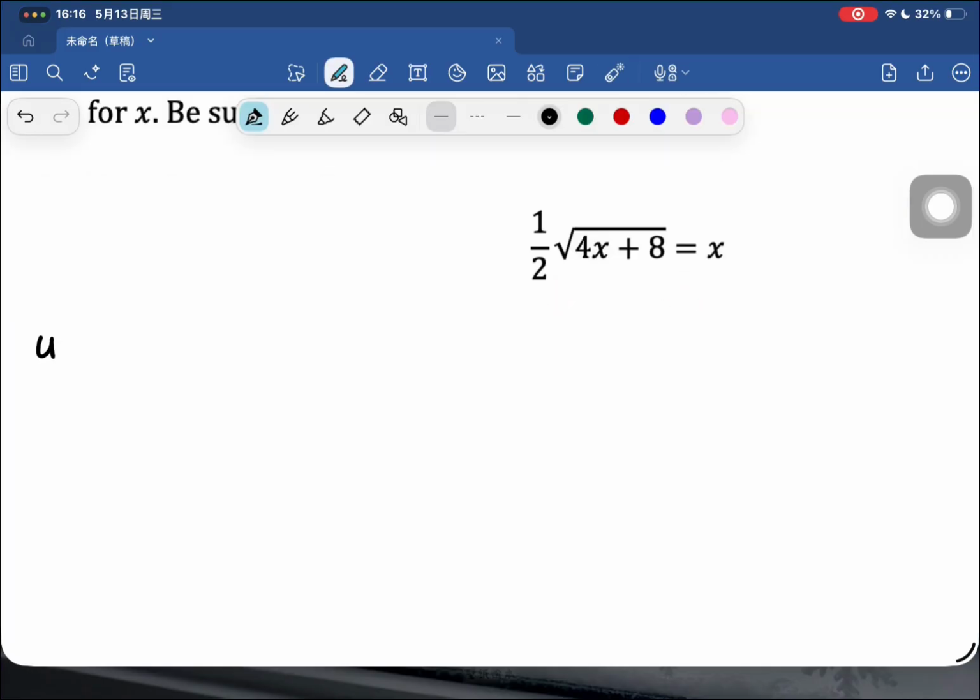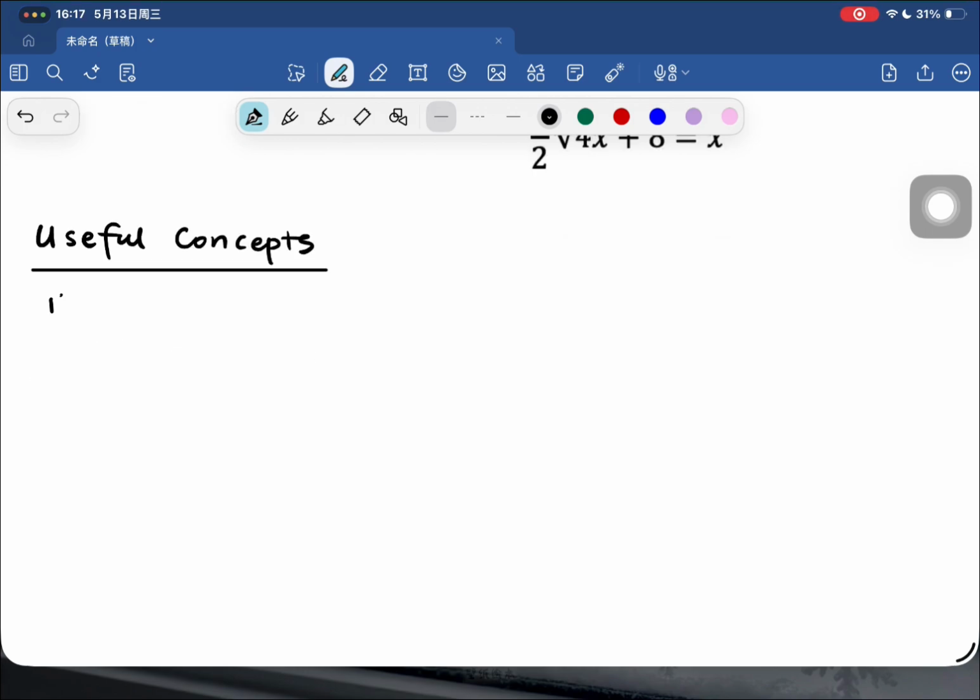Before we start solving, I want to first review a few basic concepts that are useful for this problem, especially if you have not done algebra in a while. The first idea is that an equation is like a balance. That is to say, whatever we do to one side, we do to the other side. For example, suppose we start with a simple equation a equals b. This means the left side and the right side are equal.